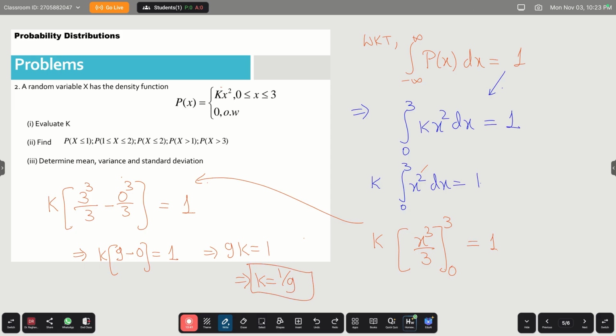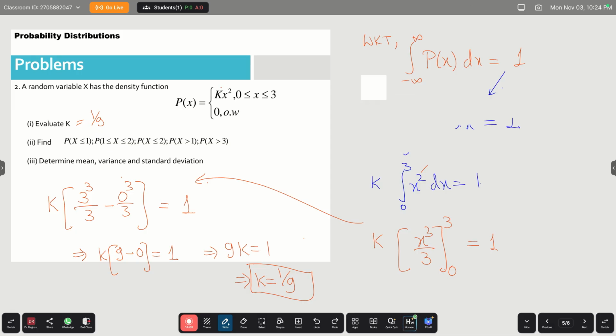So very easy. You just have to integrate and equate it to 1, and then if you simplify, you'll get the value of k. So that completes the first one. The k value is 1 by 9. Now let me take the second problem, where I need to find some probabilities.